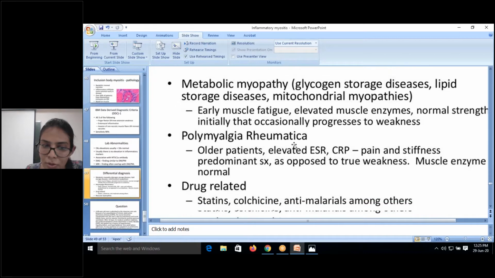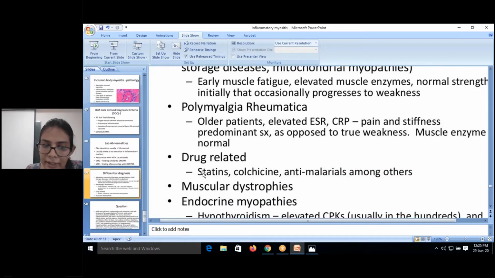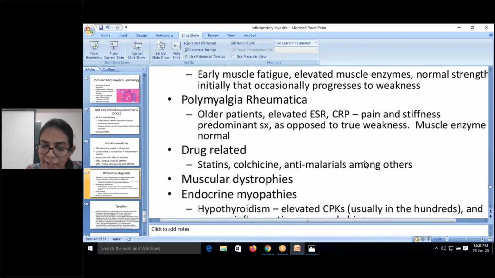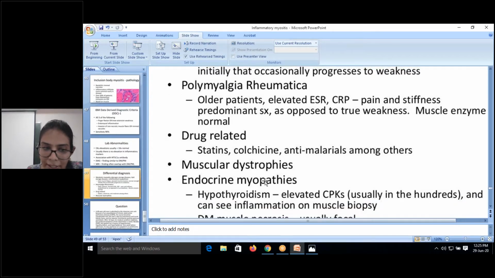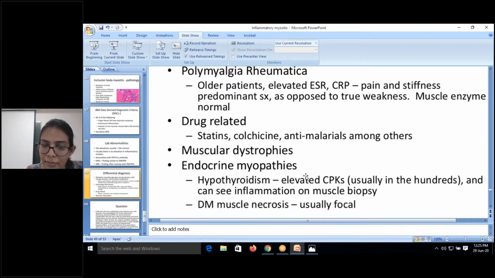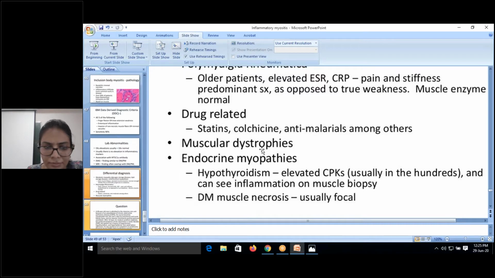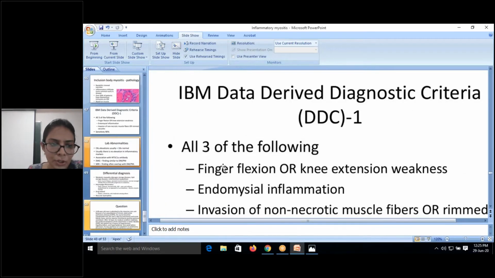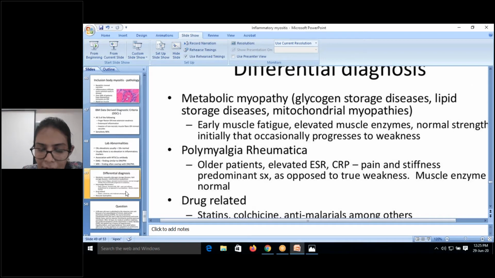Polymyalgia rheumatica also should be ruled out. Other drug-related causes like statins, colchicine, and antimalarials like HCQ can also cause a similar picture. These are all differential diagnoses. Muscular dystrophy, endocrine myopathy like hypothyroidism. Hypothyroidism can also have elevated CPK levels. In dermatomyositis muscle necrosis can happen, which is usually focal, but it is not as in this. So these are the things which you need to consider as differential diagnosis. Okay.